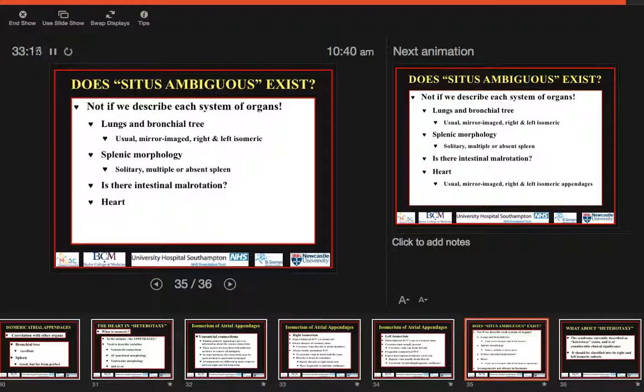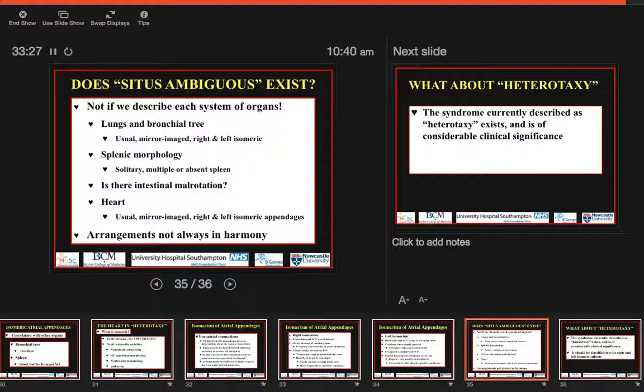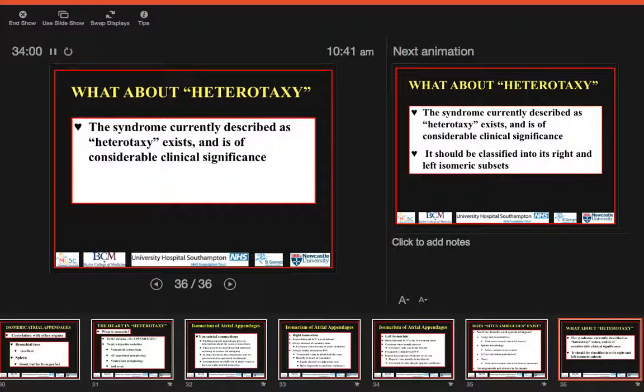But if we come back to the heart, there are only 4 arrangements for the atrial appendages. They match the arrangements that you find in the bronchial tree, but the arrangements are not always in harmony. That doesn't mean we throw the baby out with the bathwater. We don't say that because in a minority of cases there is disharmony that the system doesn't work. On the contrary, it is in those cases where we have disharmony that it is most important to describe each set of organs. So let's come back and let's ask the initial question.